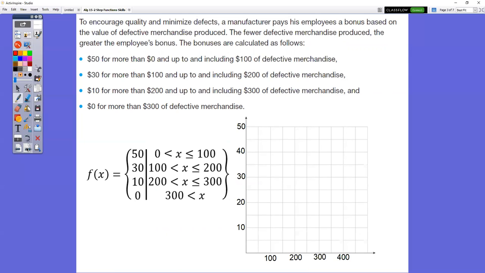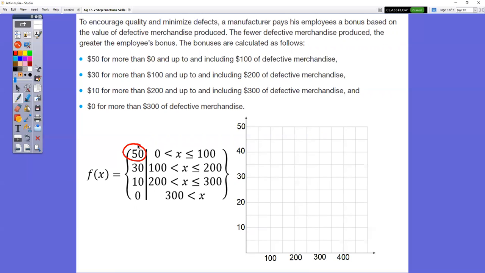So $50 for more than zero, up to and including $100 of defective merchandise. So an employee is going to get $50 if he produces only from zero through $100 worth of defective merchandise. He's going to get a $30 bonus from $100 up to and including $200 of defective merchandise. Going to get $10 if it's $200 to $300. And then over $300, he's going to get nothing.